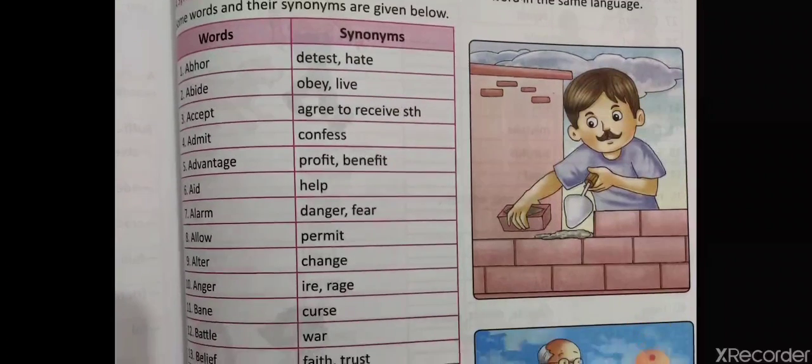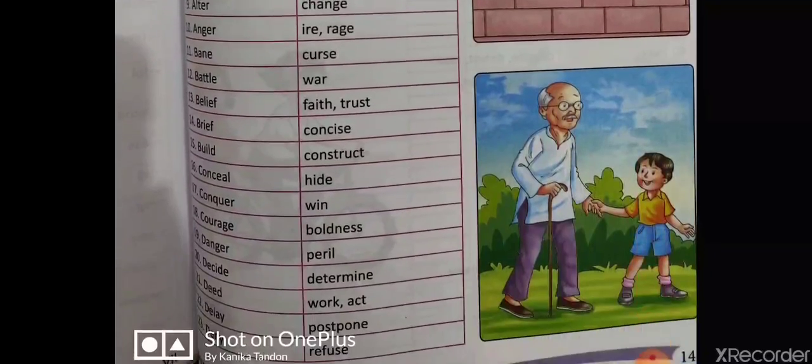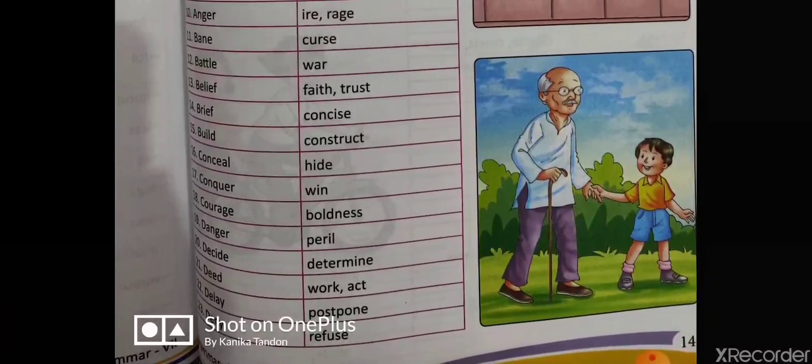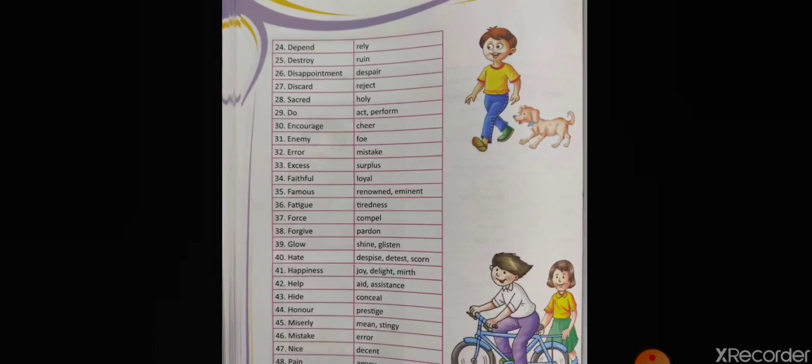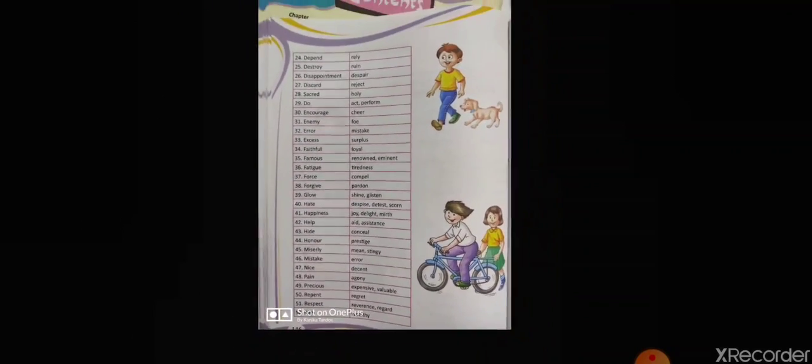So these are the sentences that you can read on your own and learn, because these can also come in your half yearly exam or in your annual exam or in your unit test. And these are the examples only of synonyms. You can read them also.